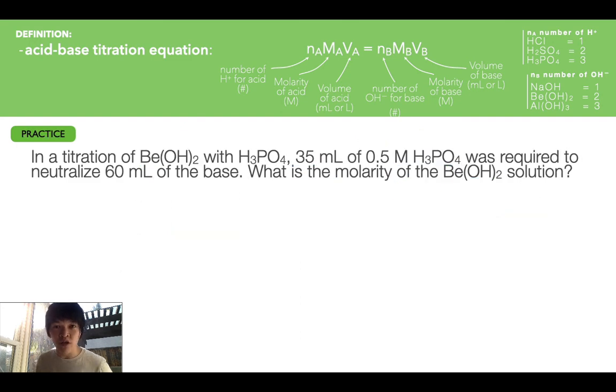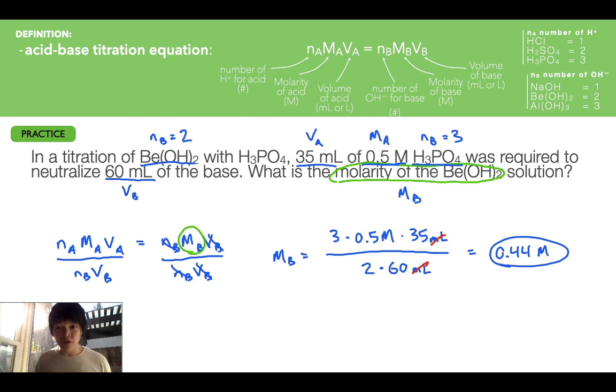Now, here's one practice for you to try. Go ahead and try this. Pause the video. In about 5 seconds, starting now, I'm going to give you the answer. Okay, so we should get about 0.44 molars of our beryllium hydroxide solution.